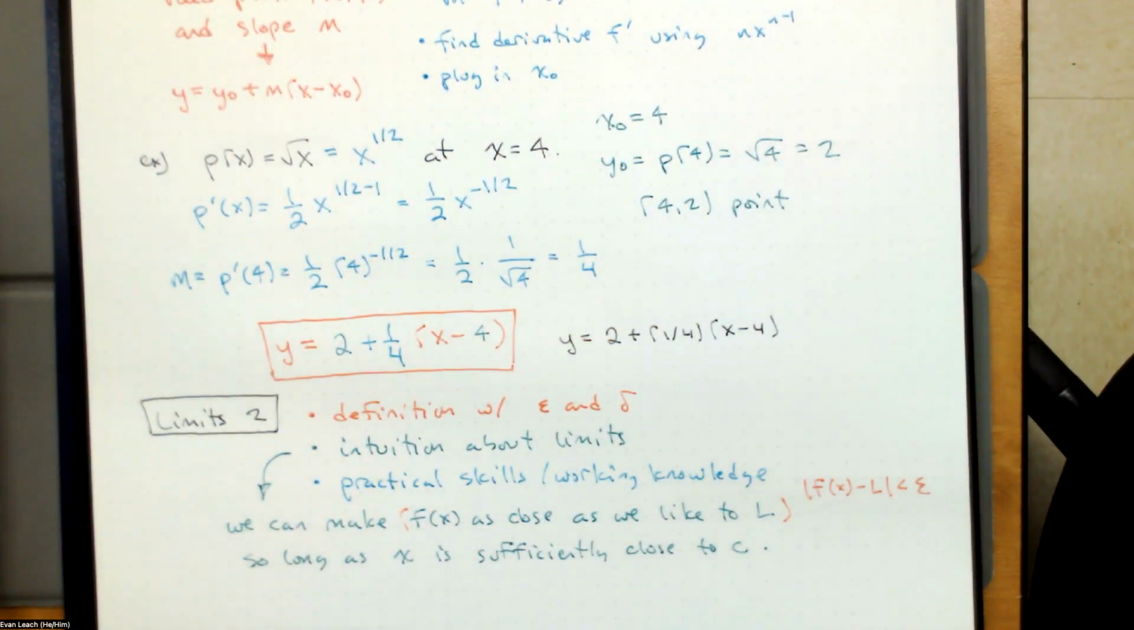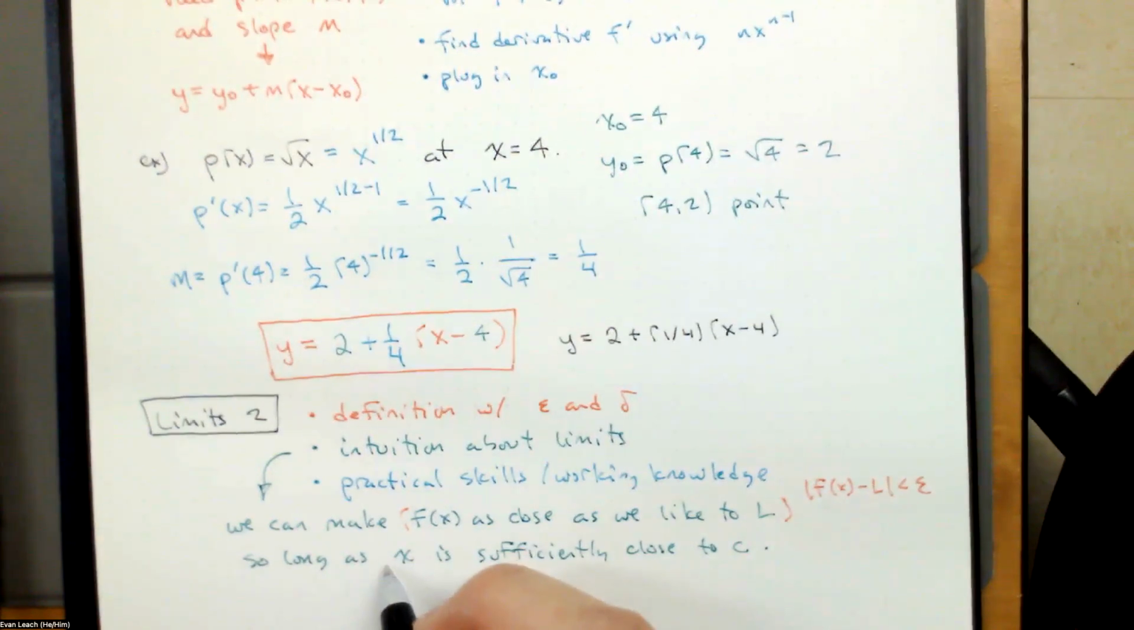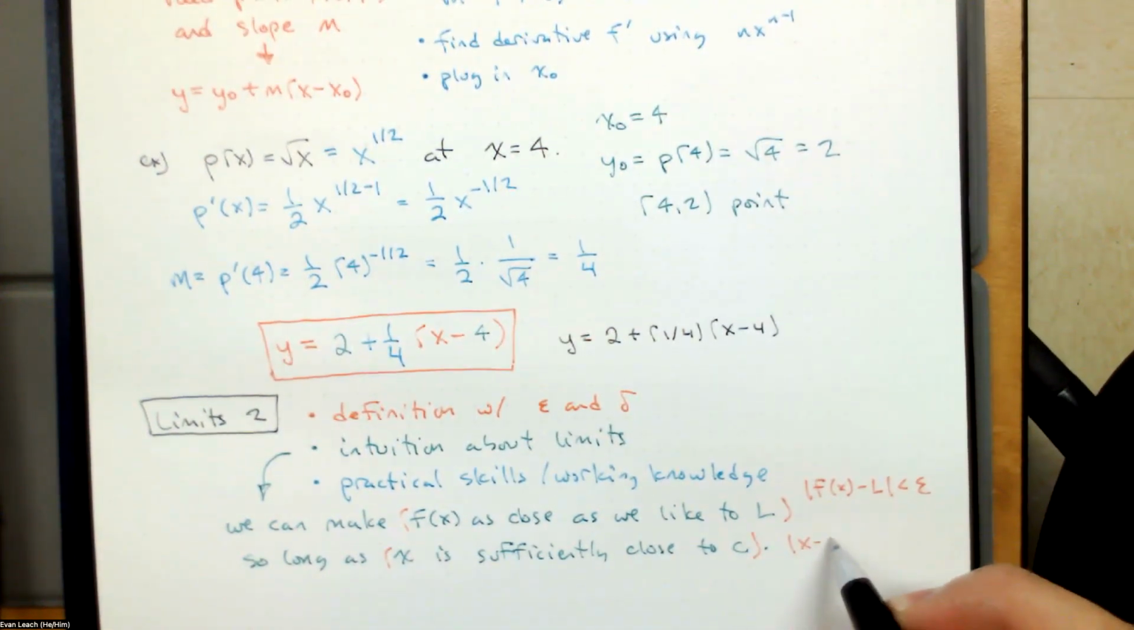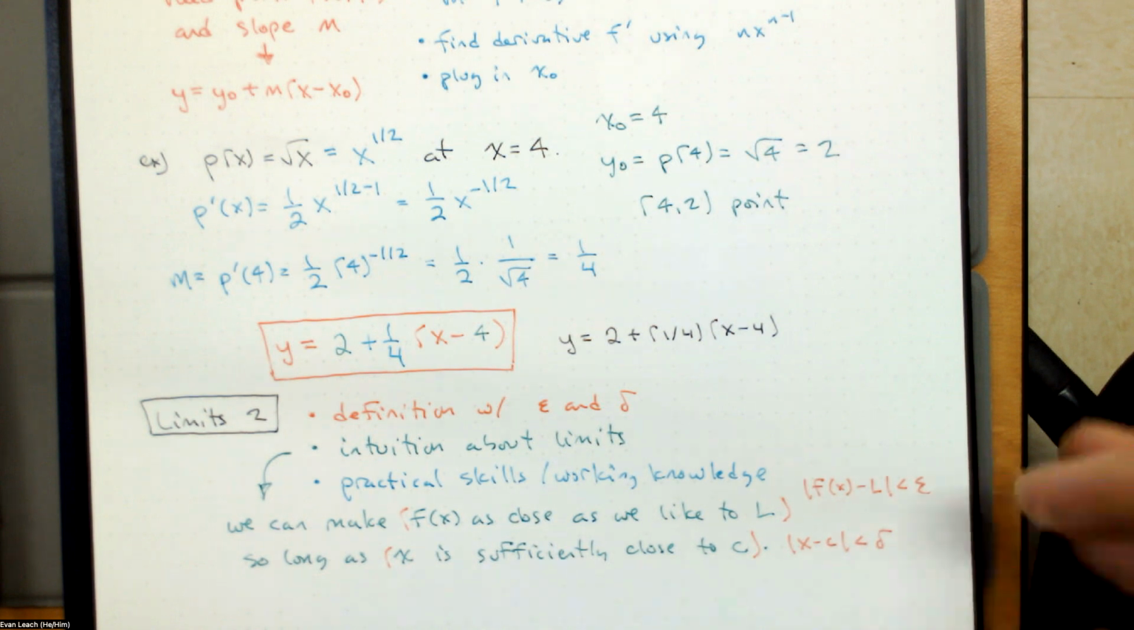F of x as close as we like to L. That's within epsilon of L, the absolute value of f of x minus L less than epsilon, so long as x is sufficiently close to c. That's the delta part: the absolute value of x minus c less than delta. We start with the epsilon as our tolerance, and we figure out if there is some delta which will make this happen.